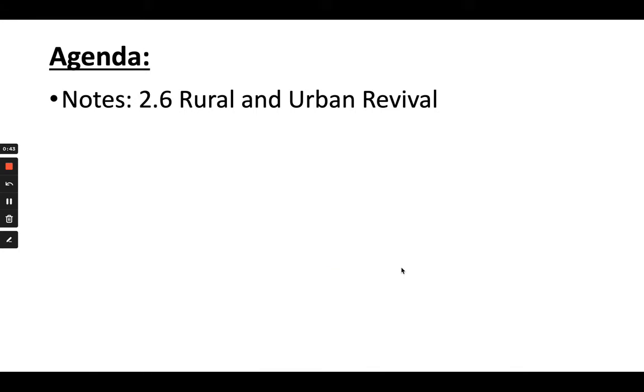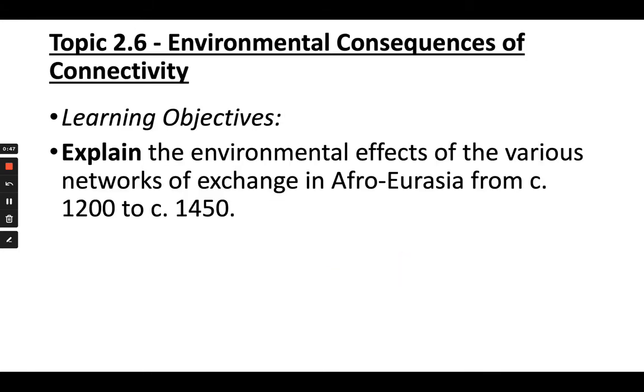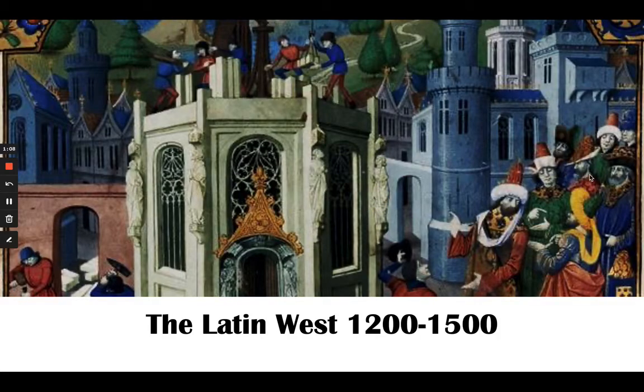So, urban and rural revival. I know I got those flipped. So this aligns with topic 2.6 in the AP course curriculum. The environmental consequences of connectivity. So our objective for today is that you will be able to explain the environmental effects of various networks of exchange in Afro-Eurasia. Are you ready?